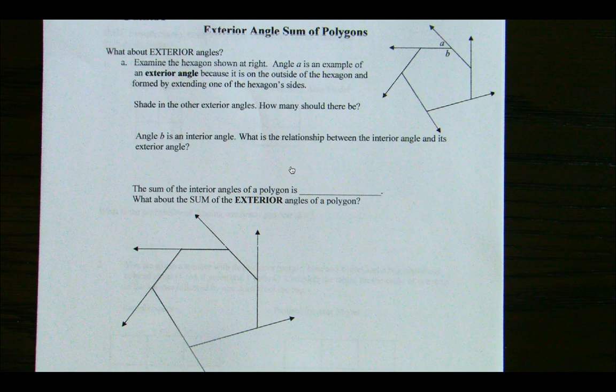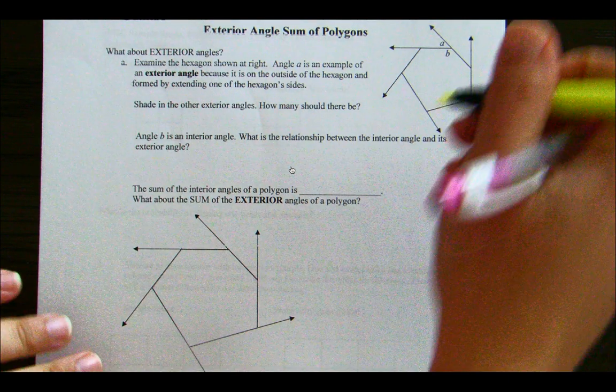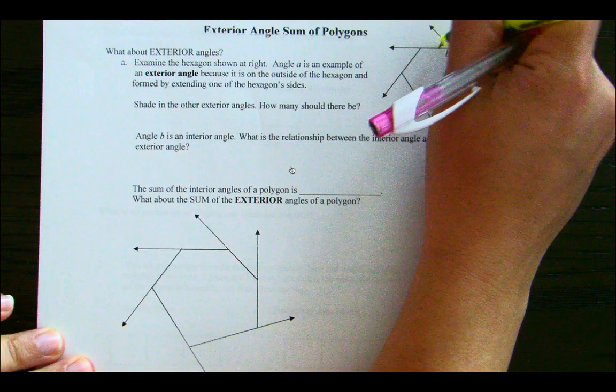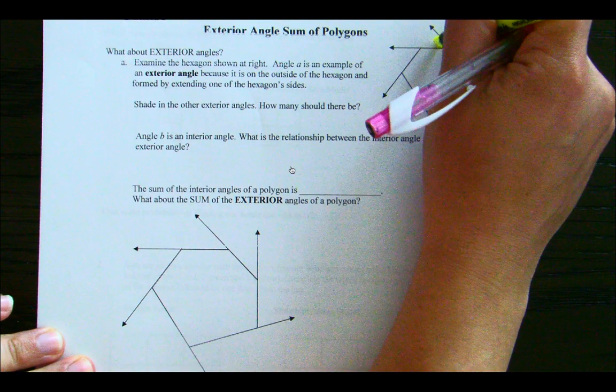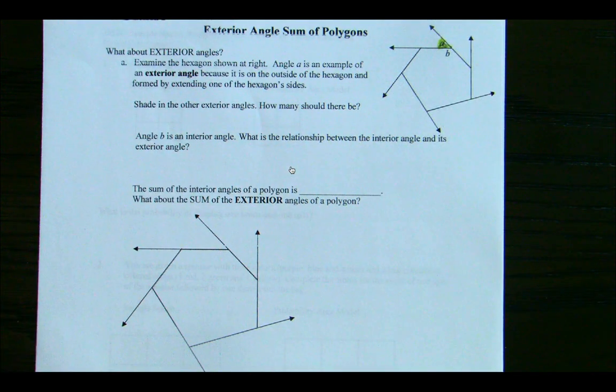In this video, we are going to talk about the exterior angle sum of polygons instead of the interior. So what about the exterior? We're looking at where angle A is right now, and this is what we call the exterior. So we're looking at this angle right here. This is an exterior angle. Notice that I have a hexagon and I just extended the line further.